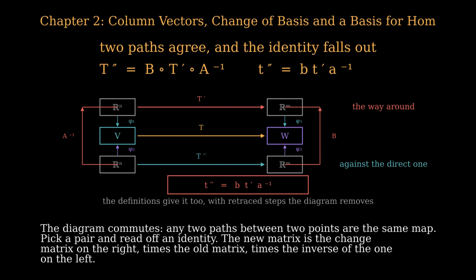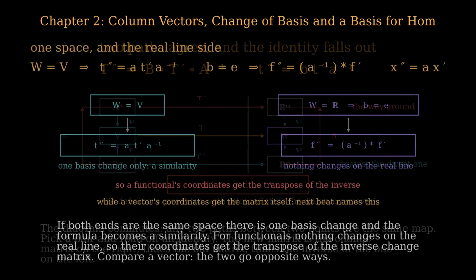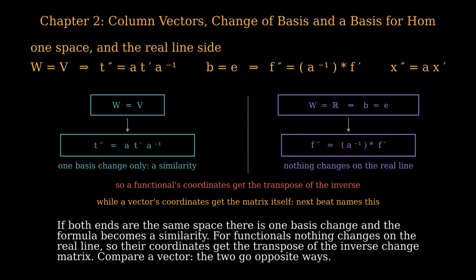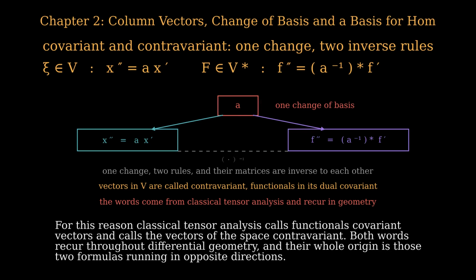Pick a pair and read off an identity. The new matrix is the change matrix on the right, times the old matrix, times the inverse of the one on the left. If both ends are the same space, there is one basis change, and the formula becomes a similarity. For functionals, nothing changes on the real line, so their coordinates get the transpose of the inverse change matrix. Compare a vector. The two go opposite ways. For this reason, classical tensor analysis calls functionals covariant vectors and calls the vectors of the space contravariant. Both words recur throughout differential geometry, and their whole origin is those two formulas running in opposite directions.